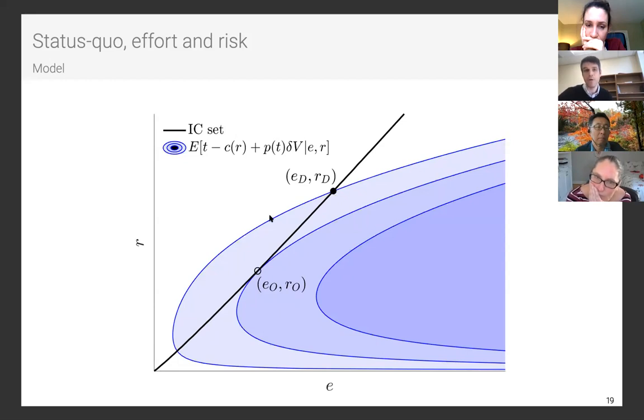And now I've overlaid on this the owner iso-utility curves from different choices of effort and risk, different bundles. And the reason they have this C shape here, where darker blue is more utility for the owner, is that from the owner's perspective, they always want more effort, right? Because more effort gives more revenue, which is going to increase their transfers. And there's no cost to effort from the owner perspective, right? They're not the ones working, so they prefer the driver to drive all day.